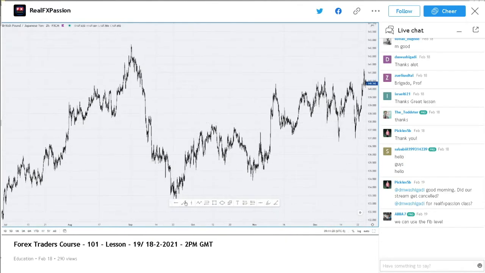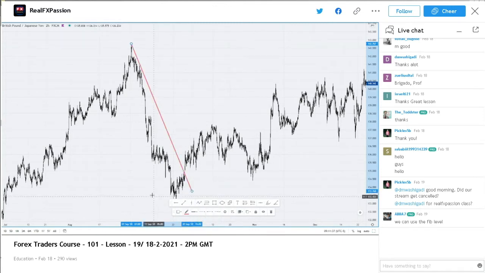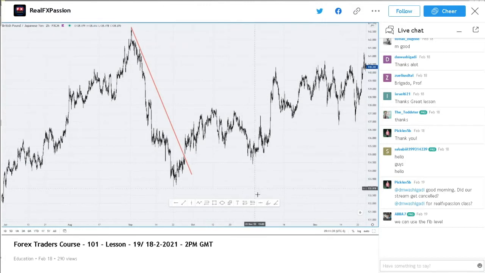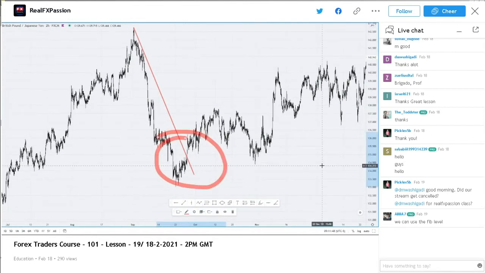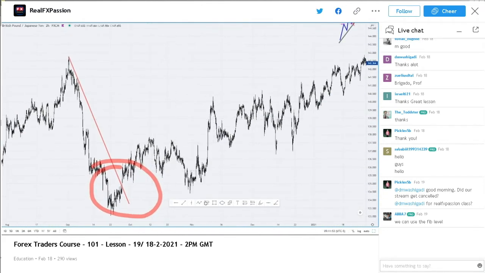Okay, so everybody, do we agree that the market broke down to the red line? Let's color code this in red one more time, something like this and like this. Do we agree, everybody? GBP down to the red line in here. Do we agree on this, everybody? Yes, okay, very good.